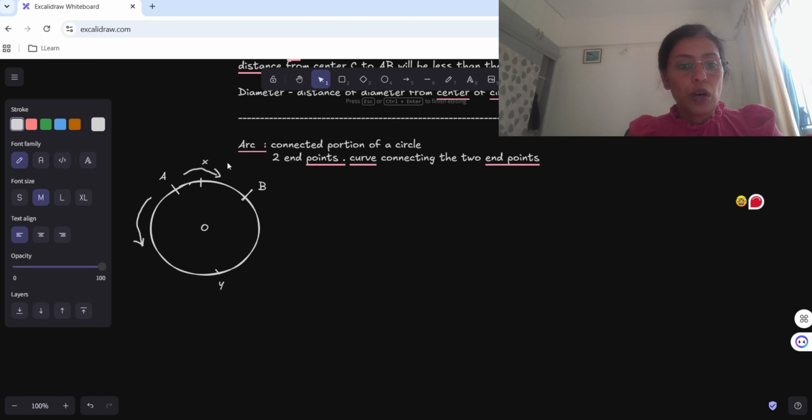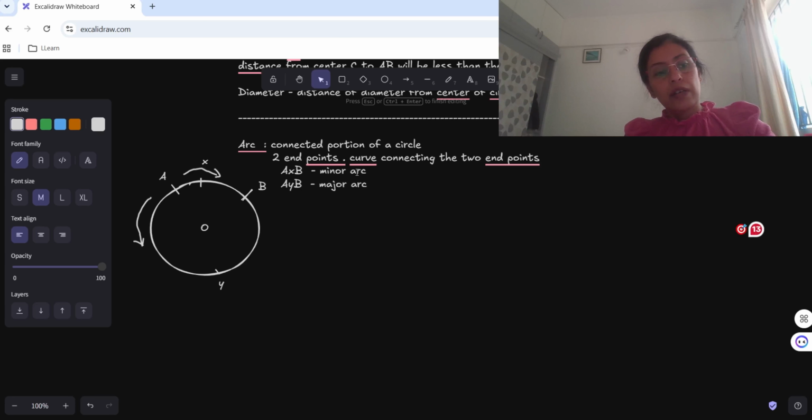I have shown you how we can go. One route going from A to B is A X B. The other route is A Y B, right? The one which is covering a shorter distance is called the minor arc, and the one covering the longer distance is the major arc.